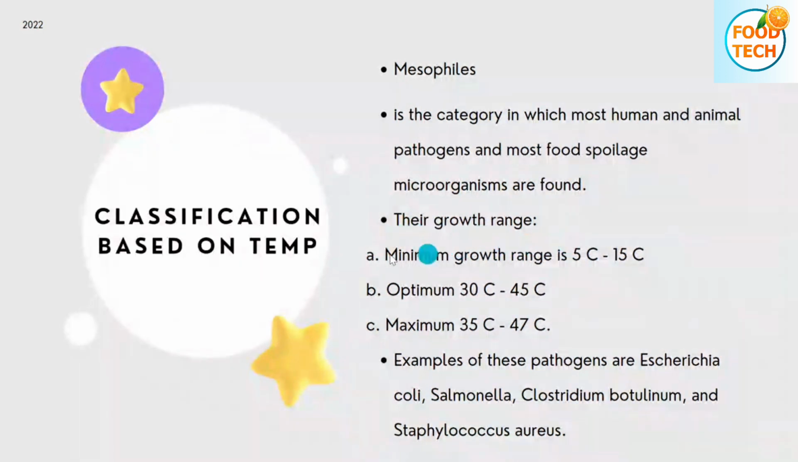If you see the growth range, the minimum growth range for them is 5 degrees to 15 degrees. Optimum is 30 to 45, and maximum is 35 to 47. Beyond 47, they cannot grow. 47 is the maximum to which they can survive, and minimum is 5 degrees. If the temperature is lower than 5 degrees, they cannot survive. Just remember, guys, these figures are very, very important. And examples are E. coli, Salmonella, Clostridium, Staphylococcus, right?